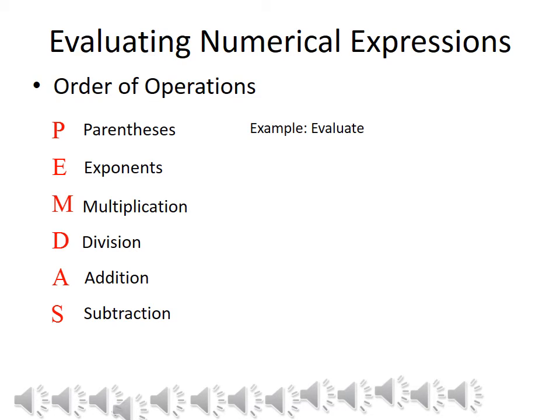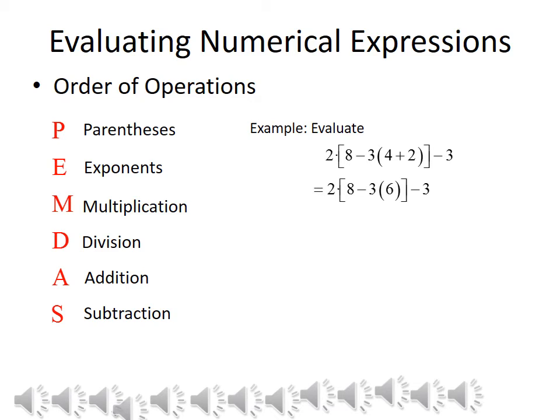So let's do an example. Evaluate the following expression: 2 times bracket 8 minus 3 parentheses 4 plus 2 close parenthesis close bracket minus 3. So if we want to evaluate this, again we want to look at the order of operations. The order of operations says we need to clear our parentheses first. So we're going to start by simplifying what's inside the square brackets. Specifically, we're going to start with the parentheses inside the square brackets.